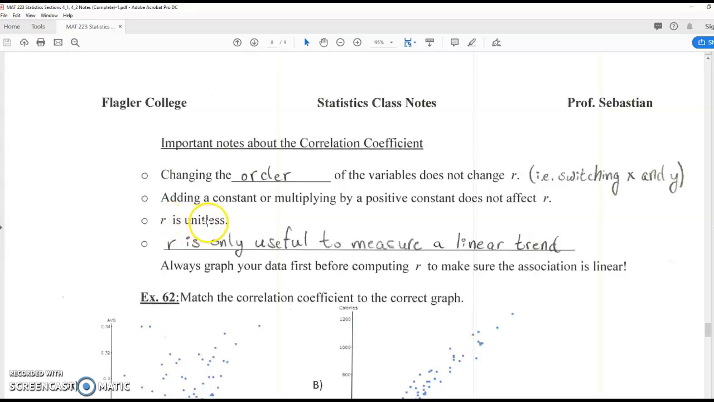R is unitless. It does not have units associated with it. It's just a number between -1 and 1 that tells us how strong the relationship is. Close to 1 or -1, it's a strong relationship. Close to 0, it's a weak relationship.